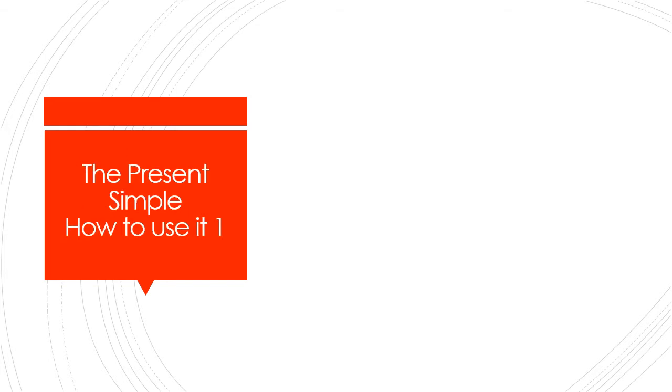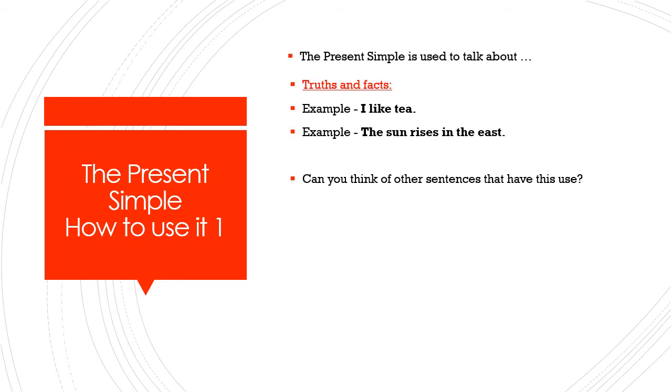Right, so let's have a look at how we use the present simple. The first way we use it is when we're talking about things that are true or false, and also general facts. So everyday general facts and truths and things like that. So you've got some examples there. I like tea. Or the example there, the sun rises in the east. You know, that's a scientific fact. So we use the present simple for that.